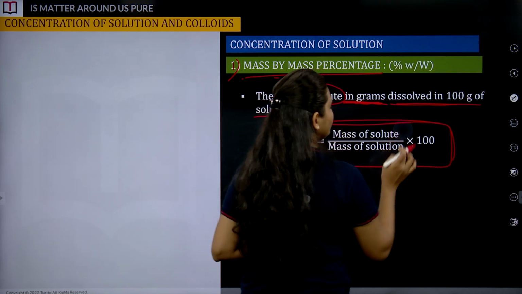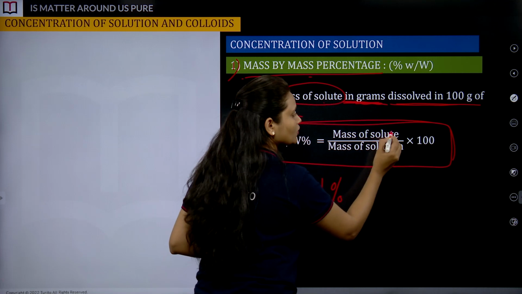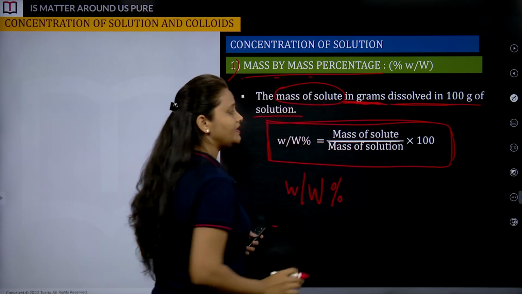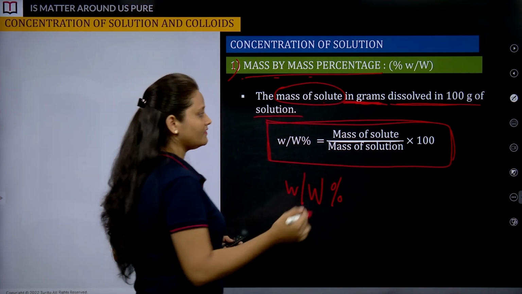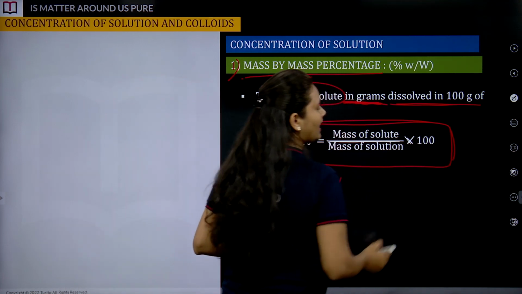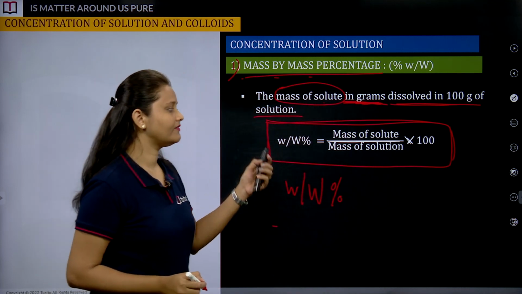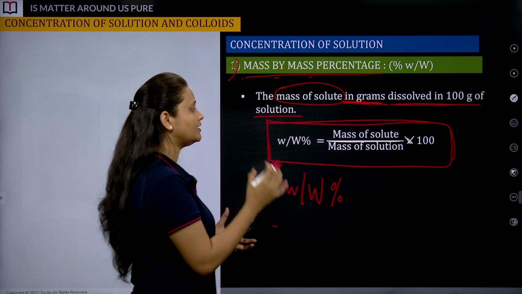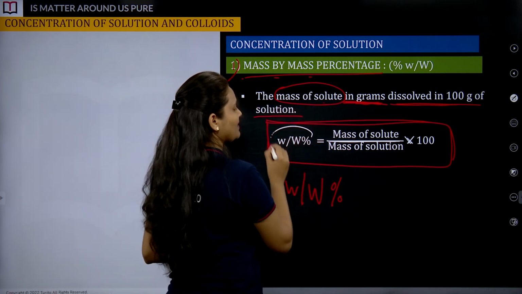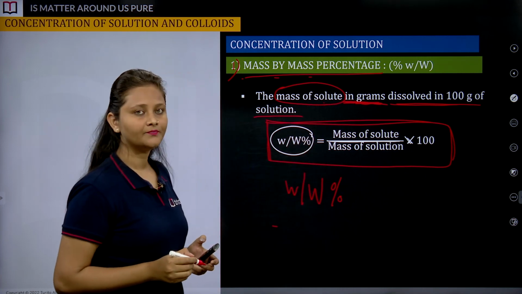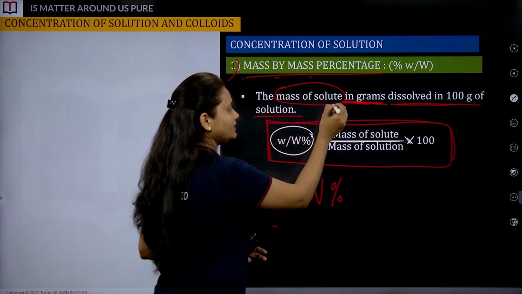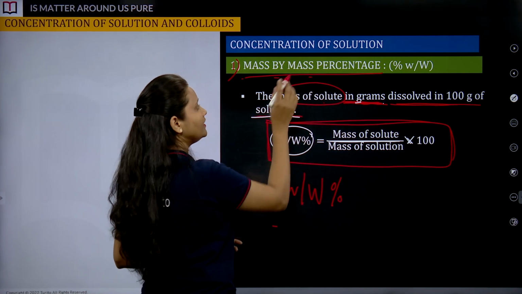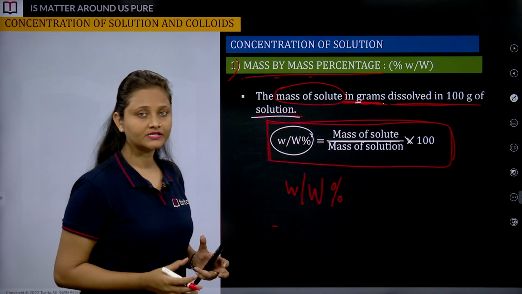What we are doing here is taking the mass of the solute and dividing it by the mass of the solution, and since it is a percentage, we multiply it by 100. Mass of solute divided by mass of solution into 100. It gives you the concentration of the solute by mass. I repeat, the mass of solute in grams dissolved in 100 grams of solution, that is the mass by mass percentage of solute.